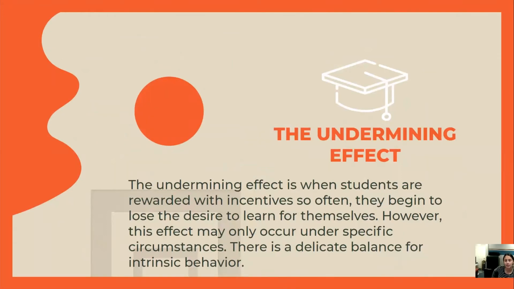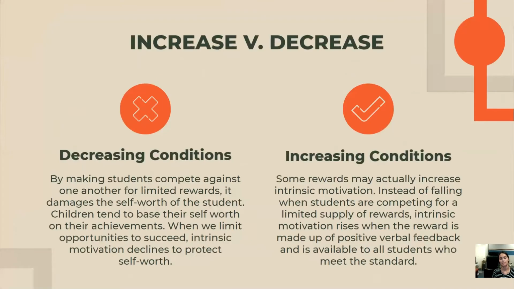Another danger is called the undermining effect. The undermining effect is when students are rewarded with incentives so often, they begin to lose the desire to learn for themselves. However, this effect may only occur under certain circumstances. There's a delicate balance between intrinsic behavior and the undermining effect. It is not guaranteed that every time you reward a student repetitively, you'll produce the undermining effect, but there are a lot of circumstances where it is possible.